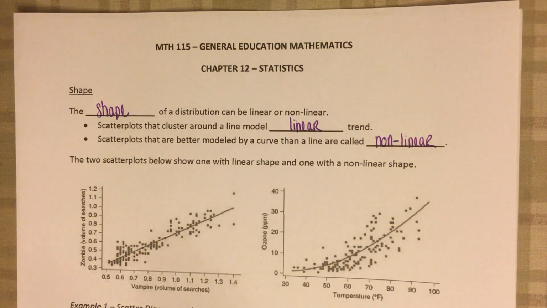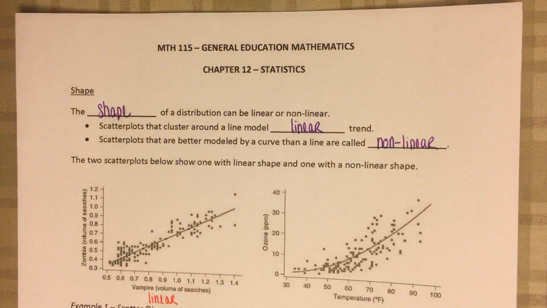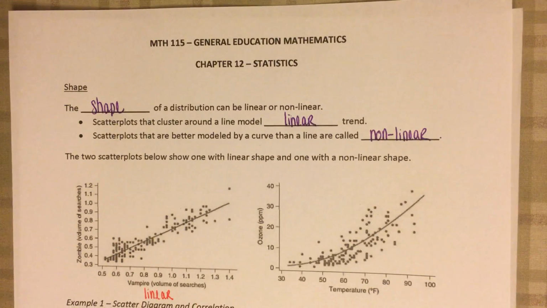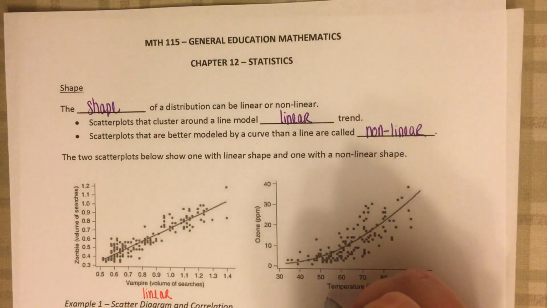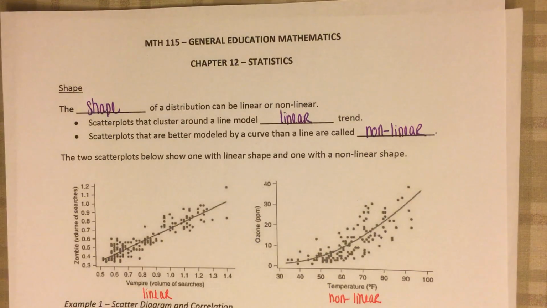If we look at these next two examples, this first one is a nice straight line, so that would be an example of a linear graph. This one is more of a curved shape, so the curved shape is a nonlinear shape.